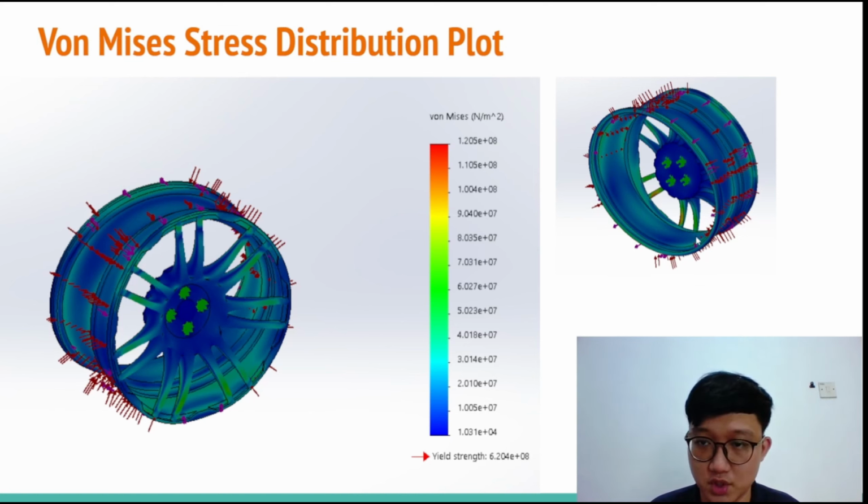So these two regions are considered the most critical regions in the rim. This high stress is mainly due to the vertical force as mentioned above, so it creates a higher stress concentration in these two areas.